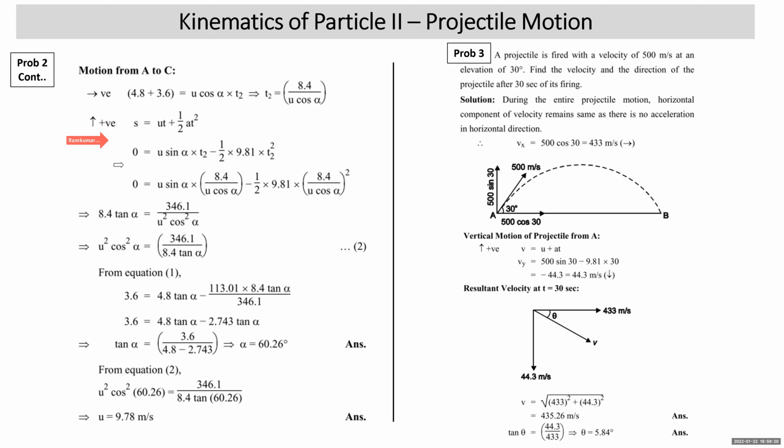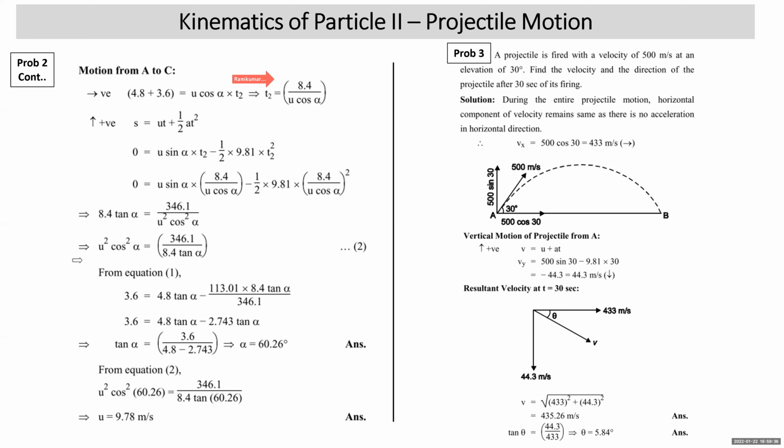Vertical displacement between A and C is 0, as both are at the same level. C and A are at the same level, so S is 0. Initial vertical component is u sin alpha into T2. Acceleration due to gravity is minus, as we are taking upward positive. Substitute the value of T2, 8.4 upon u cos alpha.